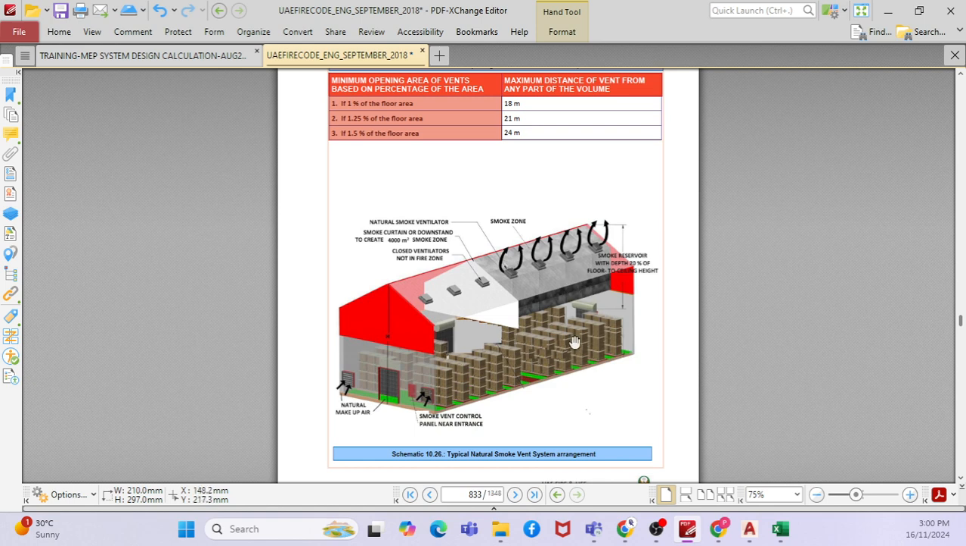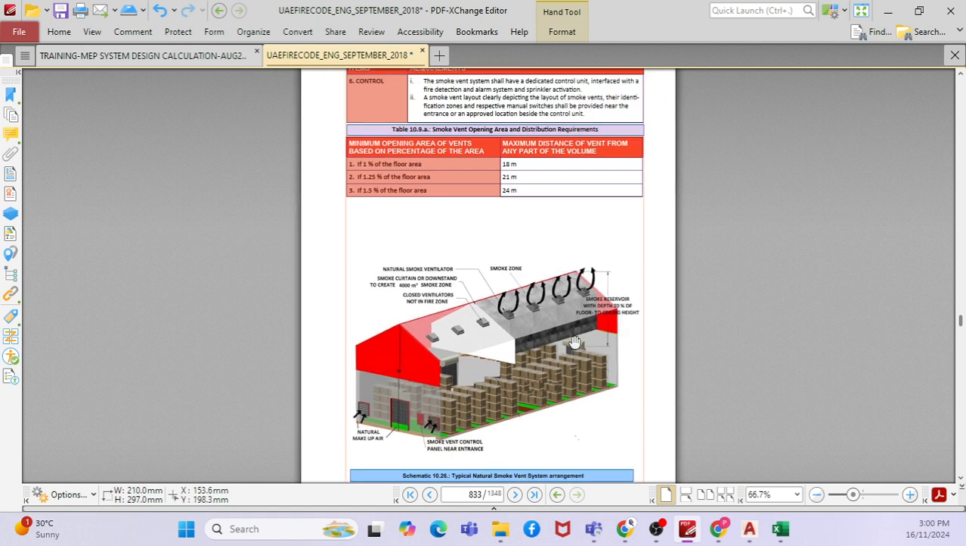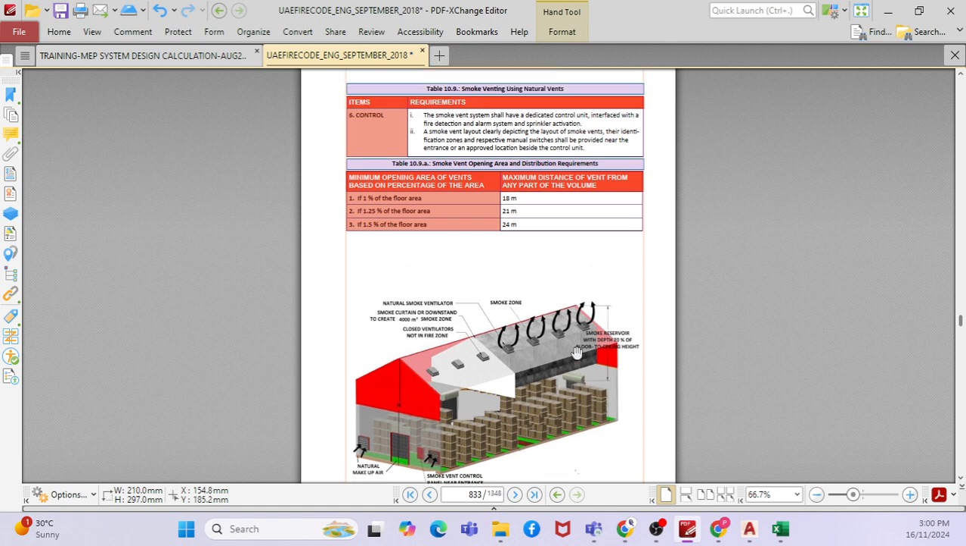Basically this is suitable where less smoke or less fire is expected. It is not suitable for high level storage, for example if you are storing chemicals or fuels. For these types of materials, you have to go with the mechanical system. But if you are going to store materials like metal parts, where the fire does not react much, natural ventilation is sufficient.